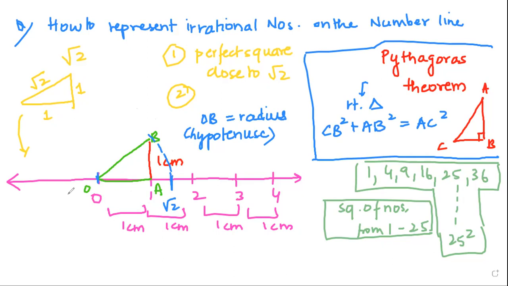If you are done, let us take one more example, where we are going to take root 3 this time. Clear everything. Okay, we'll take root 3. What is the closest square to root 3? Or 3, forget the root. Closest square to 3? 4.